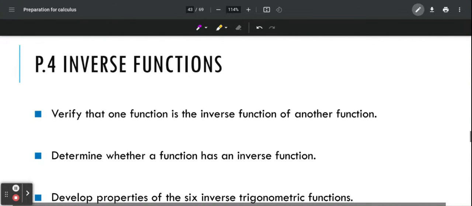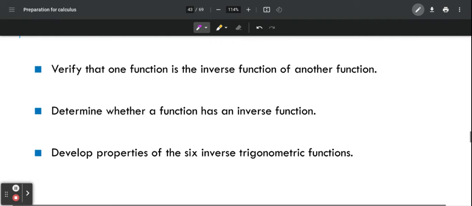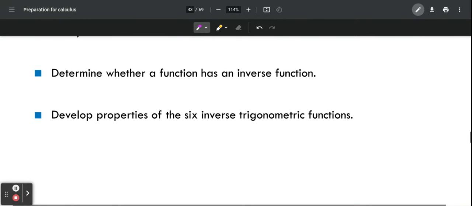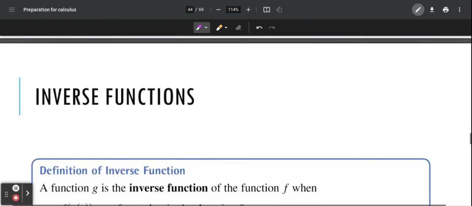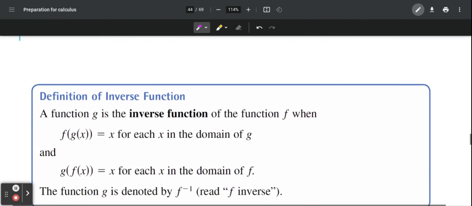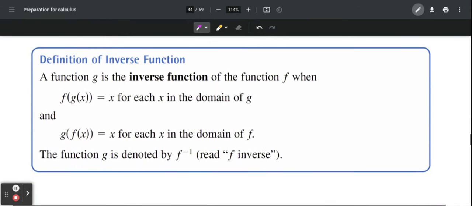Section P4 talks about inverse functions. So we're going to verify that one function is the inverse of another function, determine whether a function has an inverse, and then develop properties of the 6 inverse trigonometric functions. So the first thing here with inverse functions, just that definition, brings in that composite of two functions.